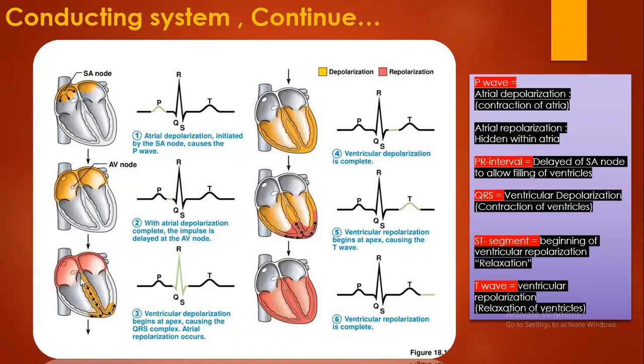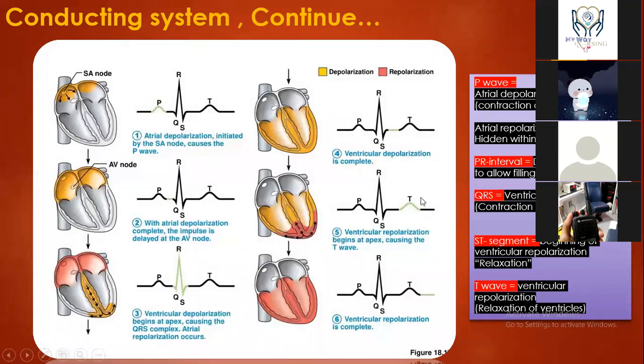After that, when the impulses reach the AV node, it will send them to the bundle of His branches. Here we will start with ventricular depolarization, or ventricular contraction. Ventricular contraction, it will give us, this is what I reviewed just a few minutes ago.